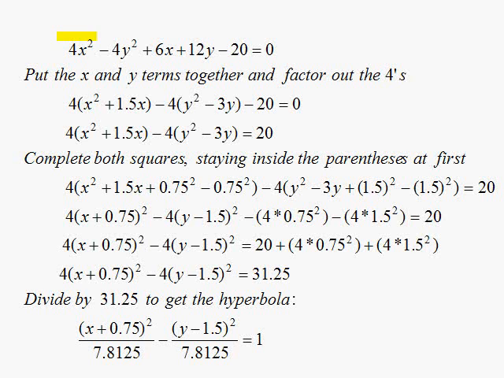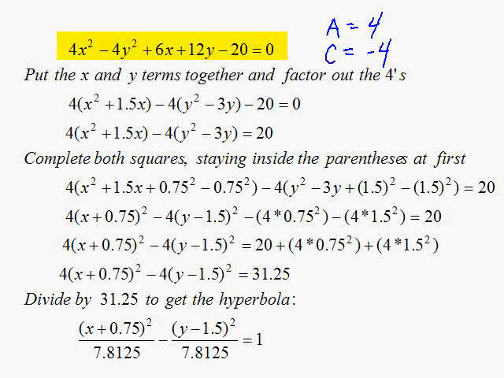Okay, so here's the equation in standard form, and we know it's a hyperbola because a is not equal to 0. In fact, it's equal to 4. C is equal to minus 4. The signs are different. They're non-zero, and the signs are different. Therefore, it's a hyperbola. But we don't know the center, and we don't know the dimensions of it.